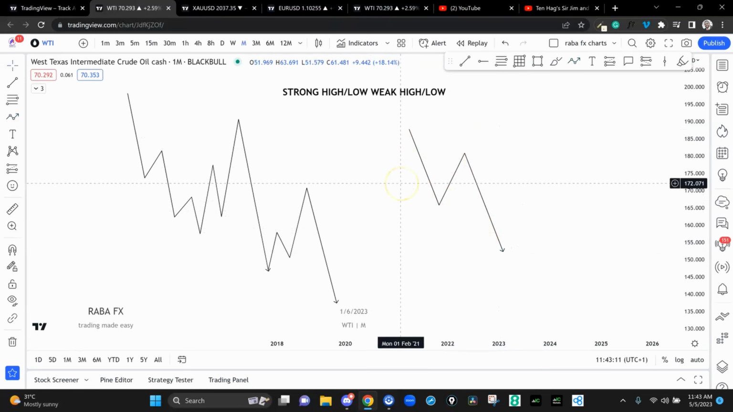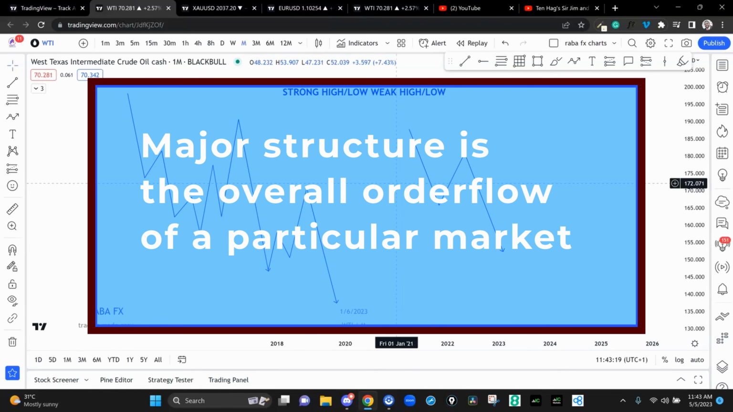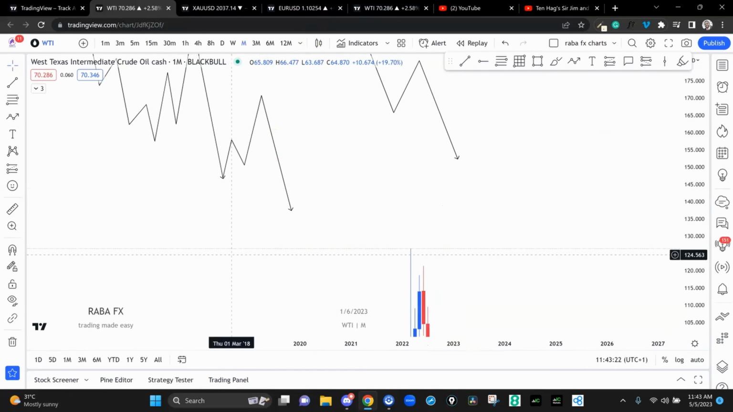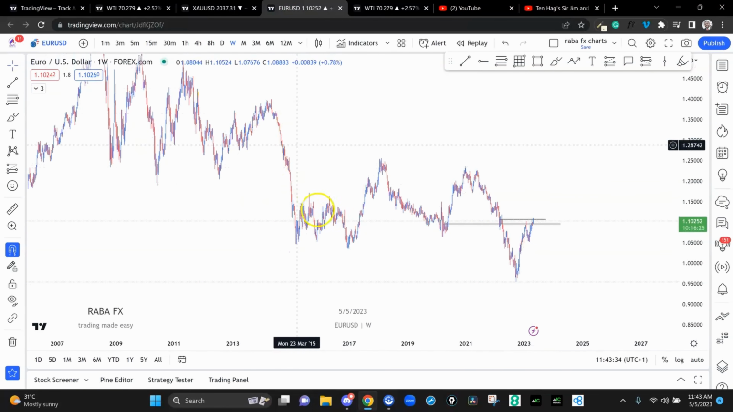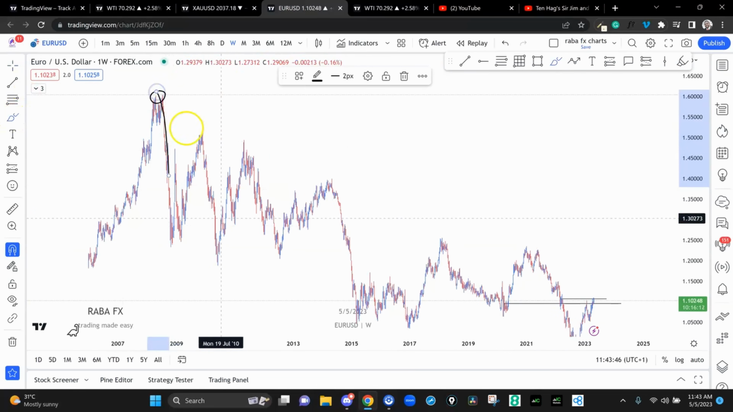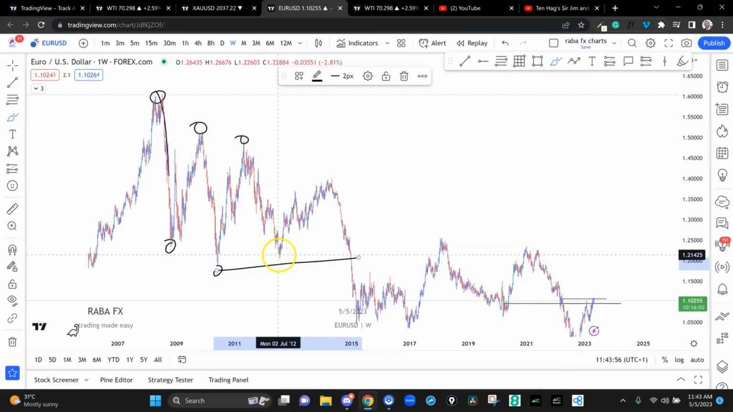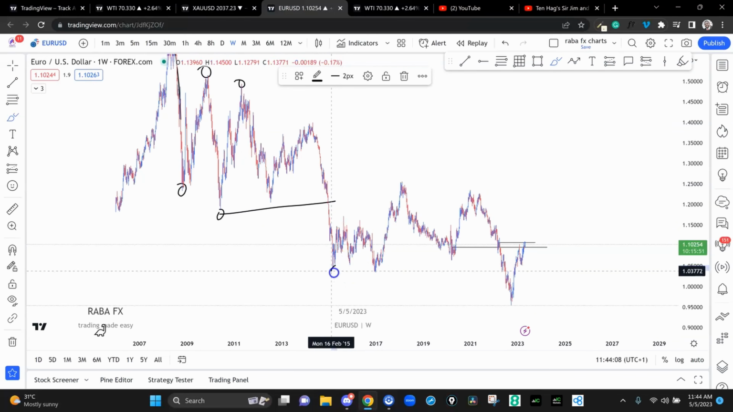Major structure is simply the overall order flow of a particular market in a particular time frame. For example, on EURUSD, the overall structure of this weekly chart is still bearish, because these are the major structure. We have the high here, we have the lows, we have a high here, we have the lows, we have a high. This is not the low because the market didn't take out this. Instead, we have the next low here.